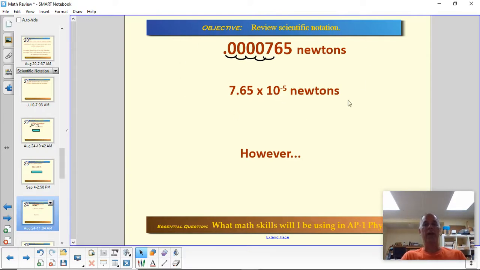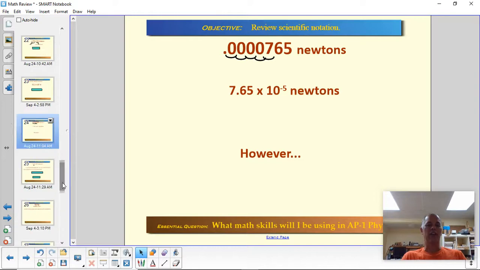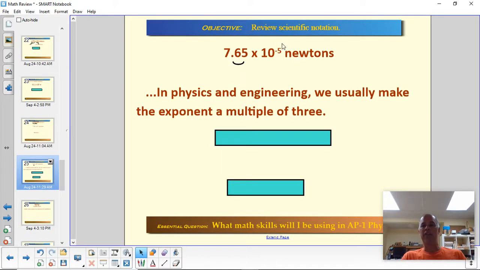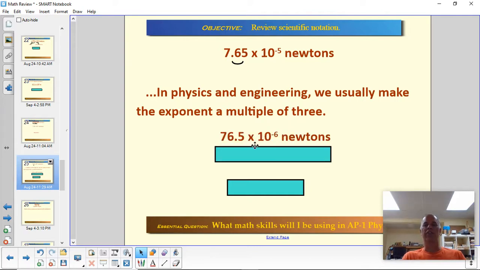Super. This is how you learn how to do it in math, and it's completely proper. However, in physics and engineering, we do it slightly differently. We like to have this exponent for the power of 10 be a multiple of 3. So, for example, in this case, we had 7.65 times 10 to the minus 5th units. If we're going to make the exponent a multiple of 3, then we need to move the decimal place over one more position to make something times 10 to the minus 6. And it turns into this, 76.5 times 10 to the minus 6 newtons.